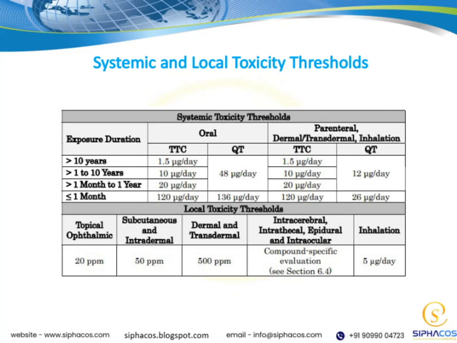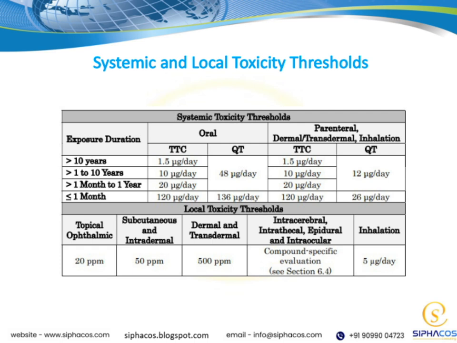Now, let's take a closer look at systemic and local toxicity thresholds. These thresholds are crucial because they help us understand the levels at which a substance can cause harm, either throughout the whole body or in specific areas. When we talk about systemic toxicity, we're referring to the overall impact on the body. How much of a substance can be tolerated before it starts to cause adverse effects that affect multiple organs or systems?